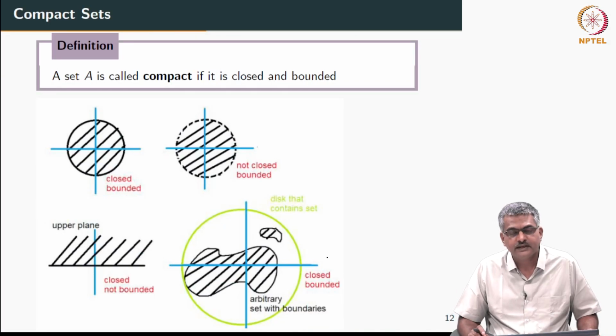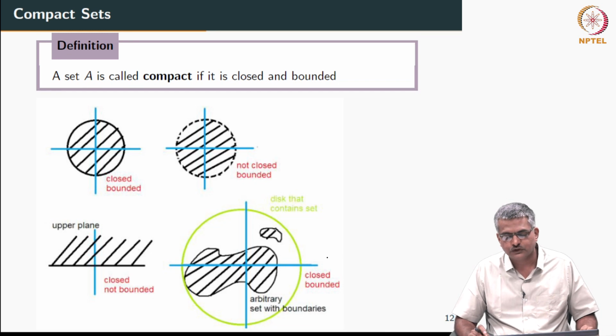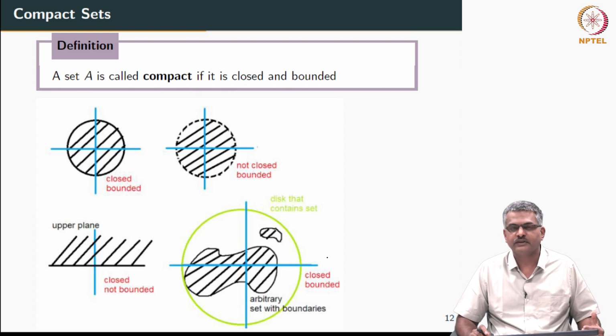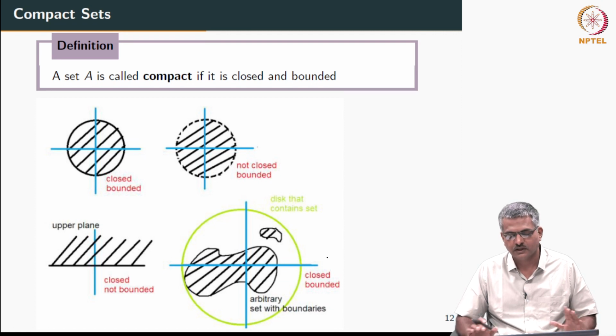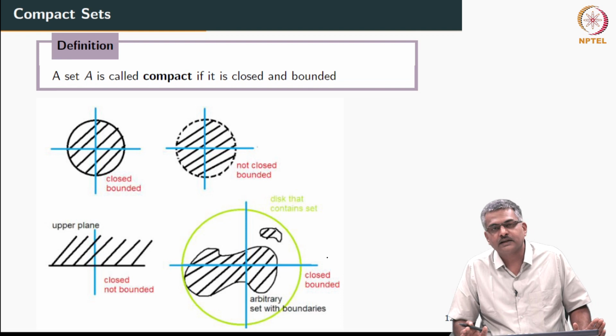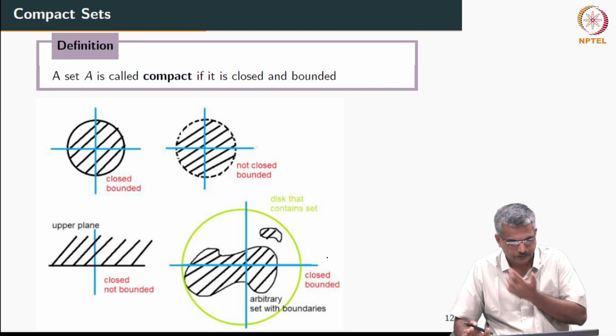A set A is said to be compact if it is closed and bounded. Note that this definition works in Euclidean space and not in some other topological space. There is a more formal definition of a compact set, but since we are going to work in Euclidean space, this definition will work. So, a set is said to be compact if it is closed and bounded.